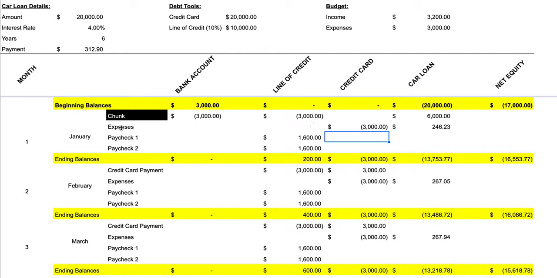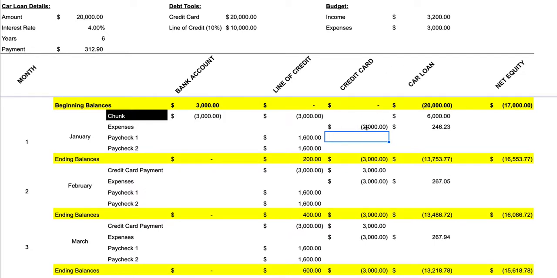So now let's go down here. So let's say in the month of January, you have your expenses. Expenses coming out different days and things like that. But it's negative. It's $3,000 for your expenses. Now your living expenses, your daily expenses, you're going to put as much as you can on a credit card. In this scenario, I have the entire $3,000 going on the credit card.